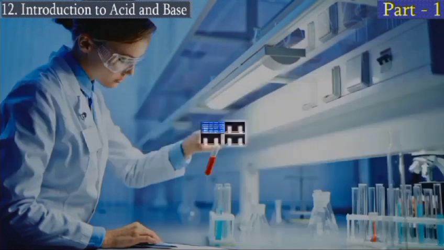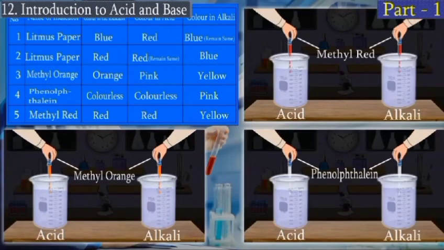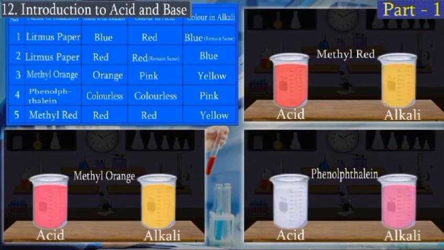Let us see the changes in colors of indicators in the presence of acid and base. The blue litmus paper turns red in the presence of acid but remains blue in the presence of alkali. The red litmus paper remains red in the presence of acid but turns blue in the presence of alkali.